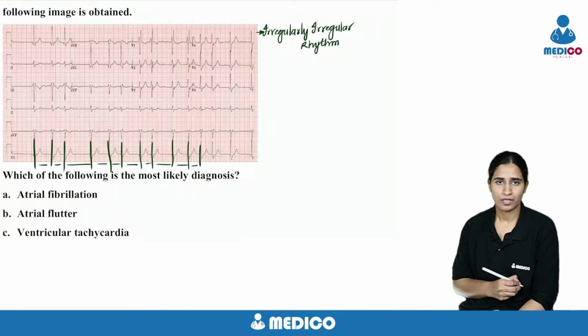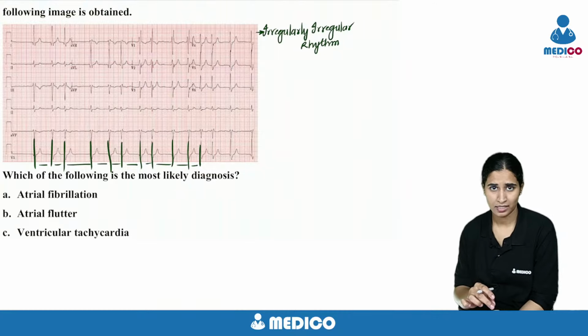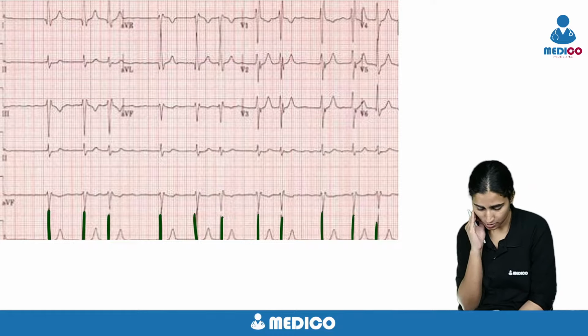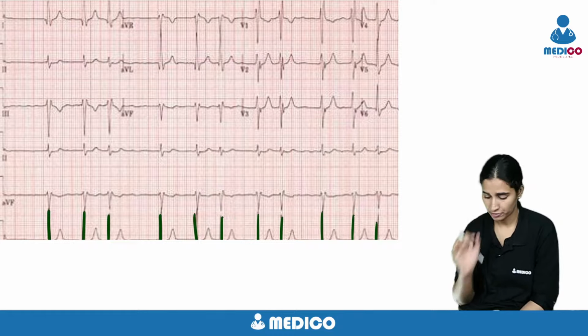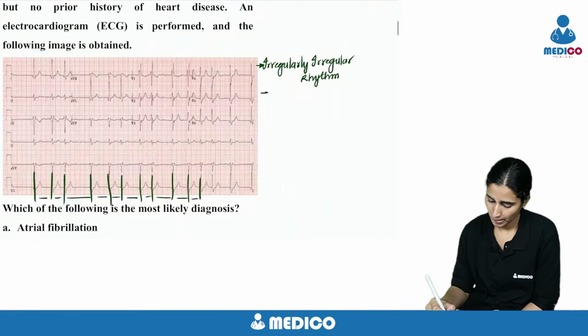What is the next thing you can see? Can you see a P wave? So what is the best lead to see the P wave? It is second lead and V1. If you go into details of the second lead, no, I cannot see a P wave. V1 also, there is no P wave. Absent P wave.